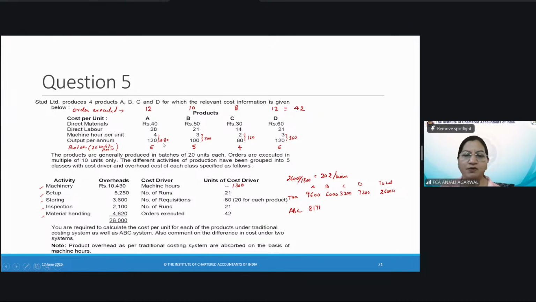So you may be required to multiply or divide something, like the machine hours is how many? 4 per unit. So you have to multiply the output with the machine hours. The run is 20 units per batch. So the number of units is divided by 20 for all the products. Order executed is in 10 units. So 120 divided by 10 will give you the number of orders executed. Okay. So this is about ABC, right?